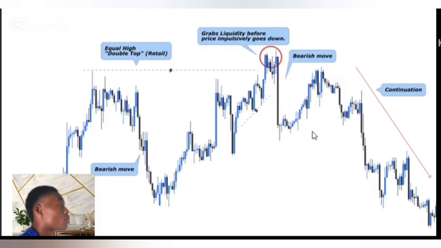I will teach you guys more of it in my next video. My next video will explain to you guys the necessary things you need to know more about this liquidity.